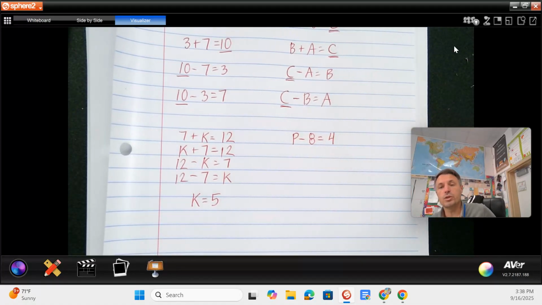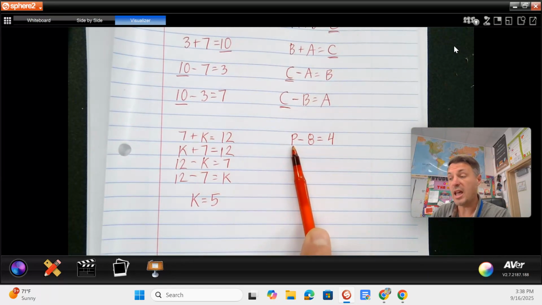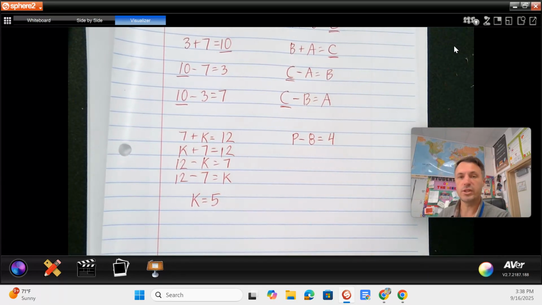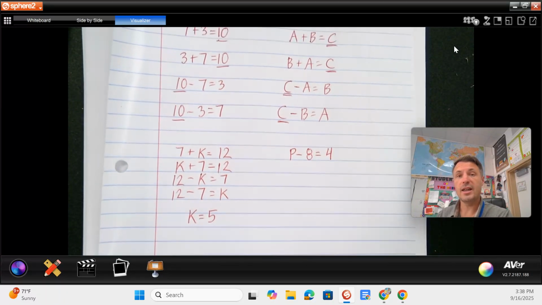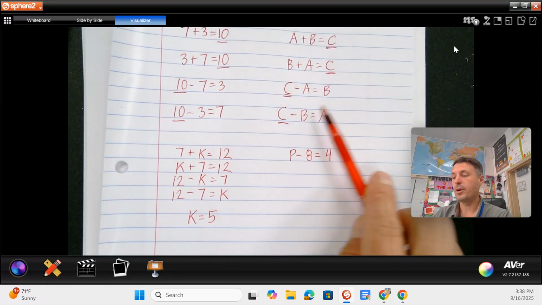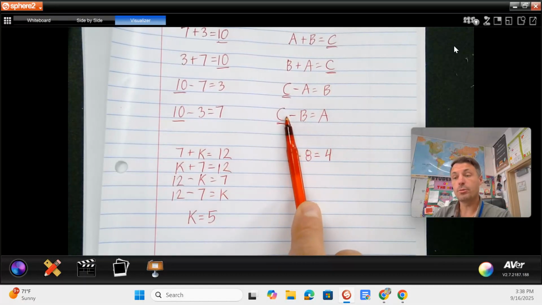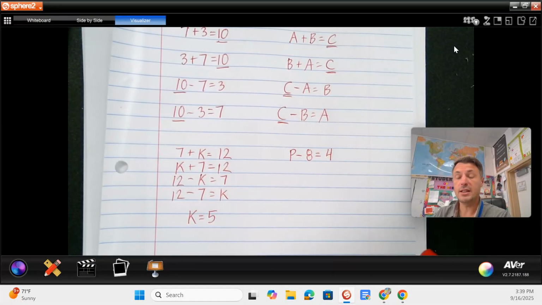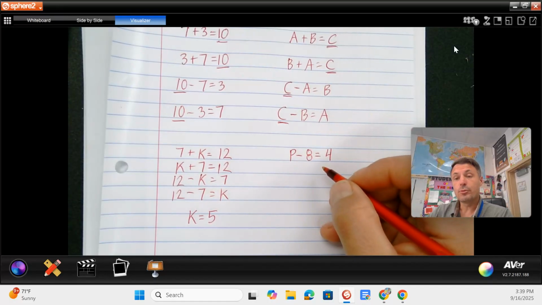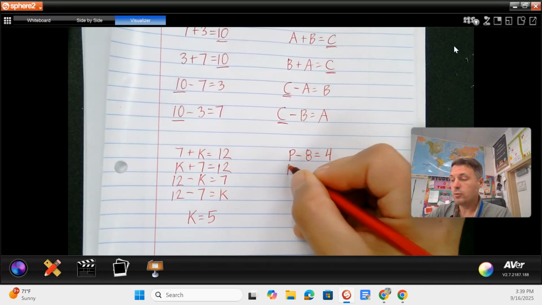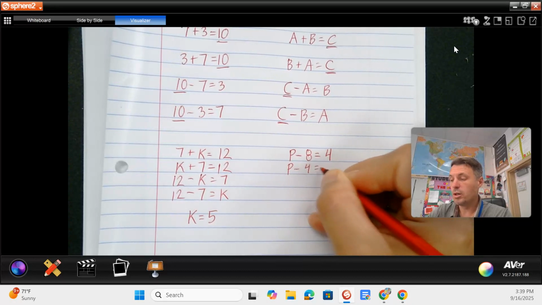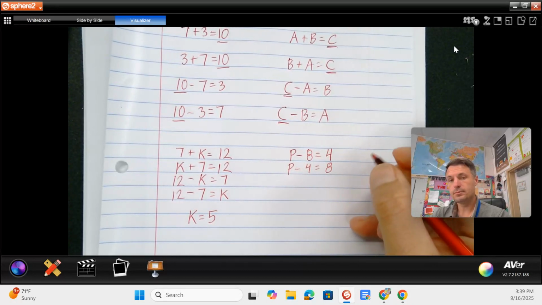P minus 8 equals 4, and we need to find out what p is. Again, it's hard because we're used to having the unknown be on the right side of the equal sign, but all we have to do is use fact families. And we can apply this same pattern. We know that for both subtraction problems, the minuend stays in the same spot, and this unknown is the minuend. So the second subtraction fact in this fact family will be p minus 4 equals 8.